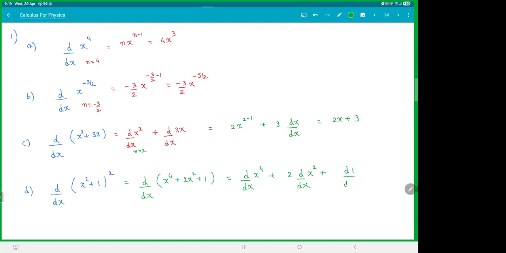So d1 by dx. X power 4, n is 4. So 4 into... So this is n is equal to 4 and this is n is equal to 2. They look like x power n. So this is 4 into x power 4 minus 1, x cube. This is 2 into x power 2 minus 1. And a differential of a constant is 0. This is 4x cube plus 2x. Please check your answers.